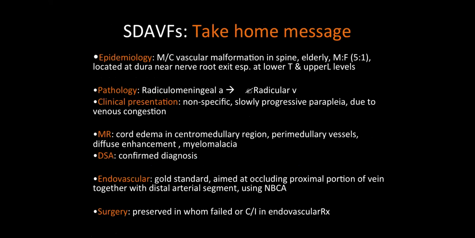So for spinal dural AVF, the take-home messages are: it is the most common vascular malformation in the spine, presents in the elderly, and is located near the nerve root exit, at the lower thoracic to upper lumbar level. It is a shunt between the radicular meningeal artery and a radicular vein. Clinical presentation might be non-specific, slow progressive paraparesis due to venous congestion. Early MR finding is cord edema, late is [unclear]. DSA is required to confirm the diagnosis, and endovascular treatment is the gold standard. Surgery nowadays is reserved for those in whom there are contraindications to endovascular treatment or there is recurrence.